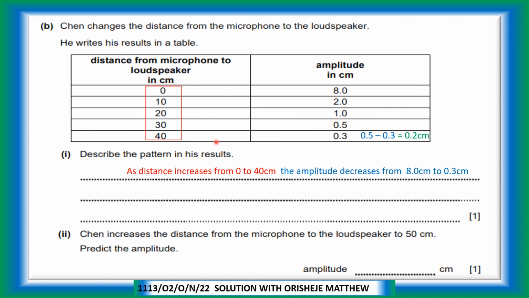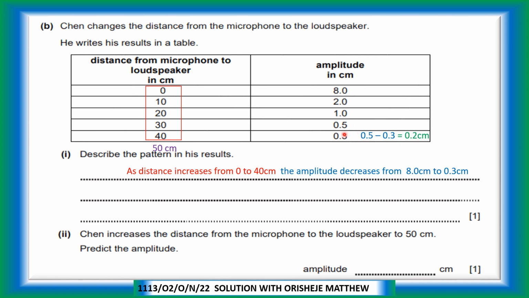So if he increased the distance to 50 cm, with this rate at which it's dropping, you can see that for the first 10 cm, the amplitude dropped by 6 cm. For the next 10 cm, it dropped by 1 cm. For the next one, it is always dropping by half. So let's look at this.